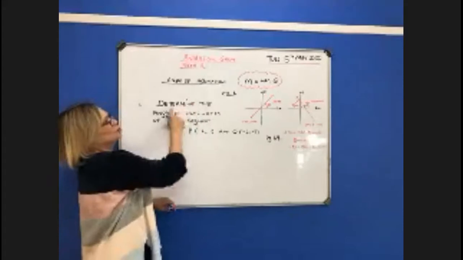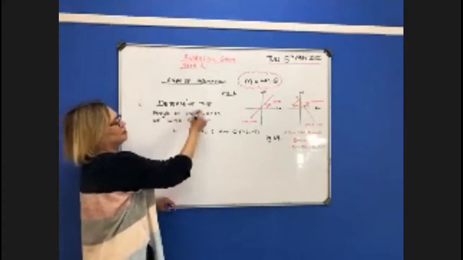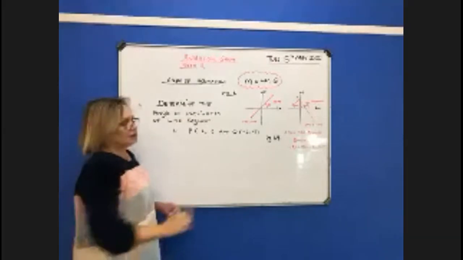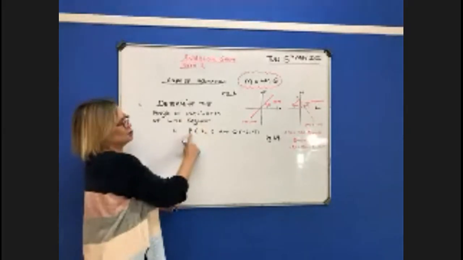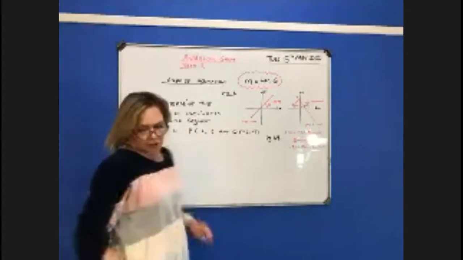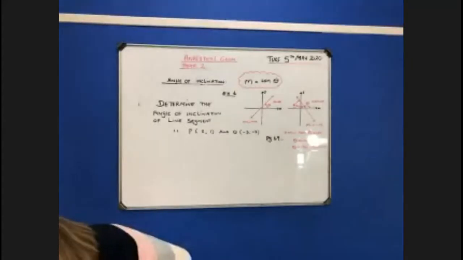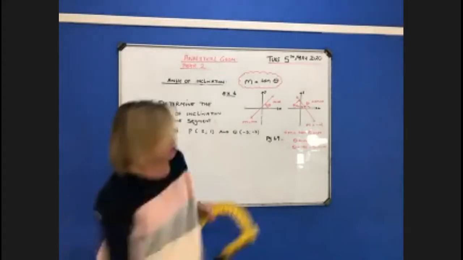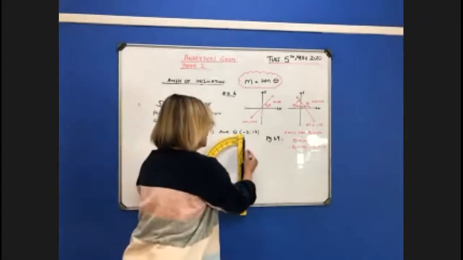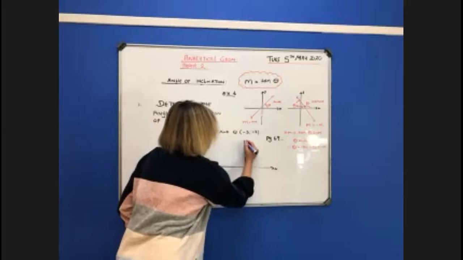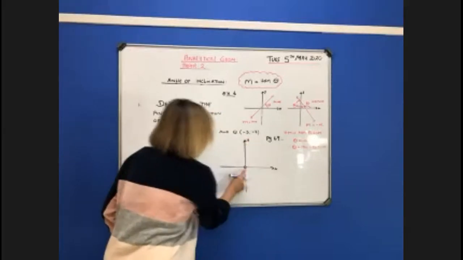Determine the angle of inclination of the line segment from P to Q. Now, you do not have to draw this, I just want you to see it. You do not have to draw it, but just see what I am asking you. Plot these two coordinates.